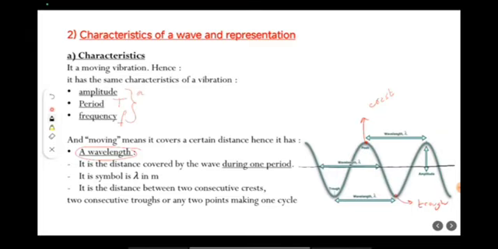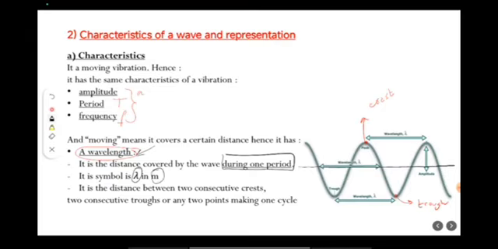Now, what is a wavelength? A wavelength is the distance covered by the wave during one period or during one oscillation. So when this wave covers one complete oscillation, we can say that the distance it covers is the wavelength, which is represented by a symbol called lambda. This is the symbol lambda. And since it represents distance, its SI unit must be meter.